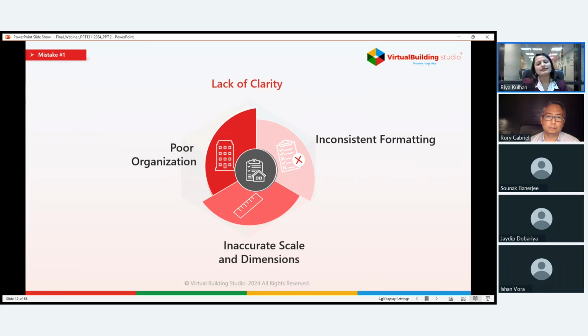So simple things like using the same font for labels or consistent line weights across all drawings can make a big difference in how smoothly drawings are reviewed. So next is inaccurate scale and dimensioning. And this one can cause serious problems if it goes unnoticed.